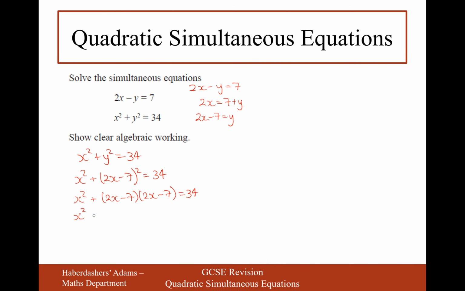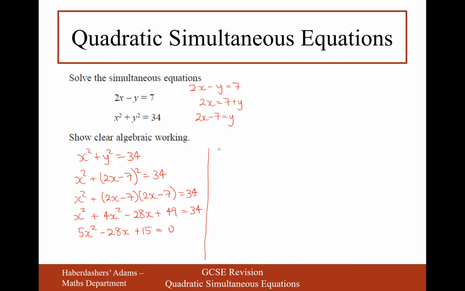Next thing we're going to do is expand the bracket, so it's going to be 4x squared minus, and it'll be minus 7 times 2x is minus 14. Then we've got another minus 14, so that'll be minus 28x. Then plus 49 equals 34. Then it's going to be 5x squared minus 28x. Then it'll be 49 take away 34, that'll be plus 15 equals 0.